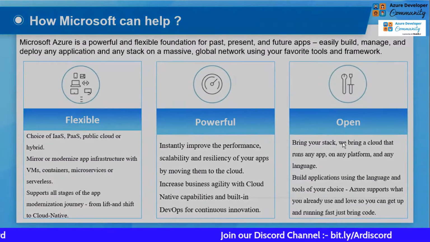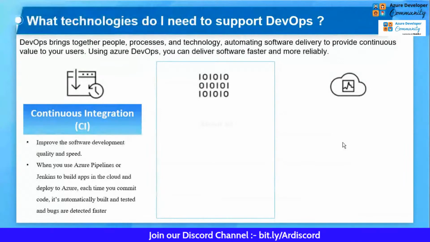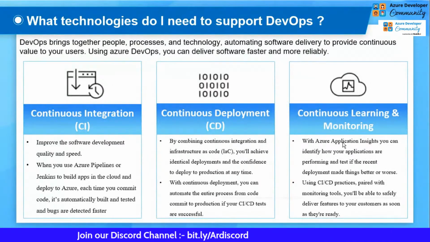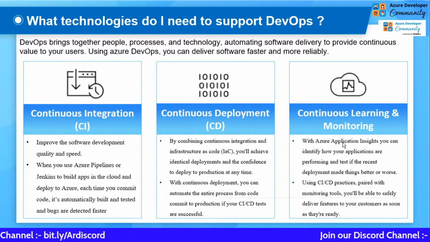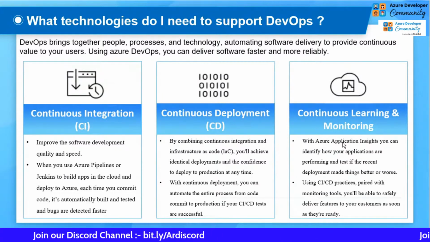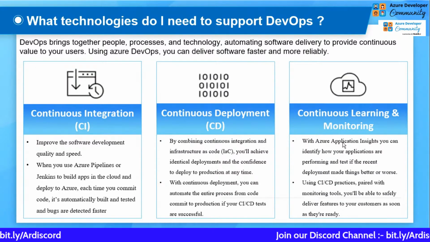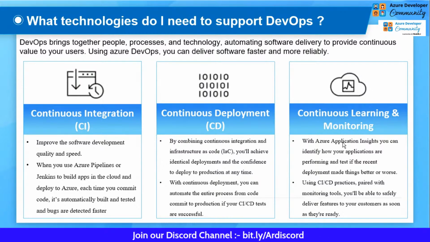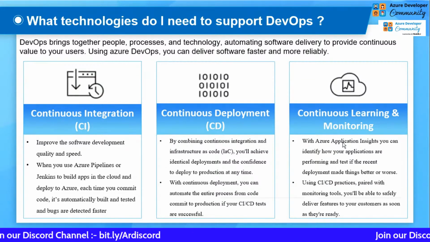So coming to the next slide. Let's say I choose Microsoft. I understand that I have to choose DevOps. Then I also understand why I should go for Microsoft Azure. The third question that comes is, what is the technology that comes under DevOps? What all do I need to understand while adopting the DevOps approach or DevOps culture? So the first thing is continuous integration.